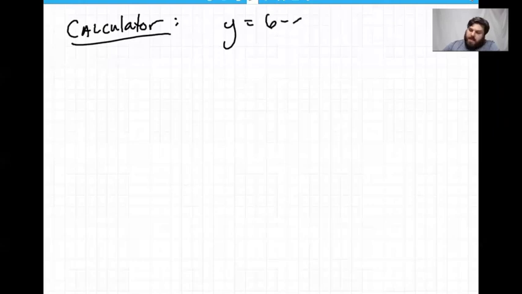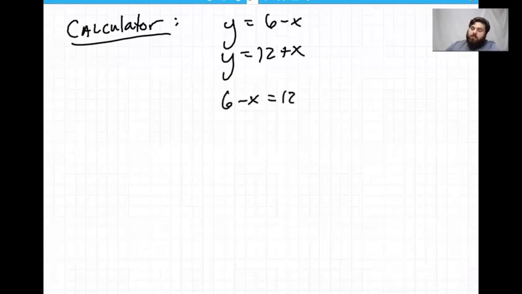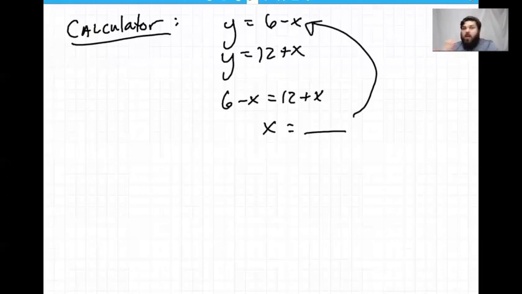All right, let's look at the third strategy. Third strategy is using a calculator. All right, so let's say we have y equals 6 minus x, and we have y equals 12 plus x. I want to find the intersection of these 2 points. Now, you could use substitution here, right? Since one of the variables is solved for, it's actually really easy to say, oh, well, 6 minus x equals 12 plus x. That would find x, and then you back substitute to find y, and you're done. It's pretty easy, and I would use that method for sure here.